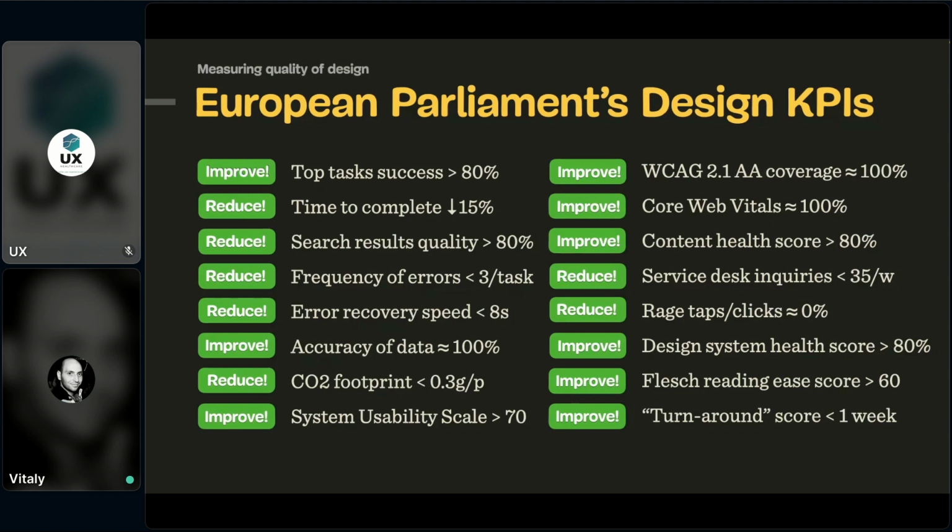The interesting one, at the bottom, is the CO2 footprint. Now, the big ambition behind the new European Parliament's website is to be the most digitally sustainable digital experience organization in the world. What does digital sustainability even mean?